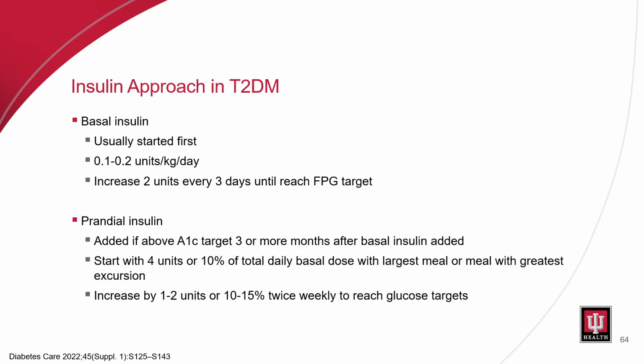We can then increase by 1 to 2 units or 10 to 15% twice weekly to reach our glucose targets. And as we're adding on our prandial insulin, we don't add it on to the same meal. We'll start to spread it over the 3 meals of the day. And eventually these patients will end up on a regimen that is quite similar to patients with type 1 diabetes. It is noted that type 2 diabetes patients are often more insulin resistant, so they require higher daily doses of insulin and have lower rates of hypoglycemia than type 1 diabetics.